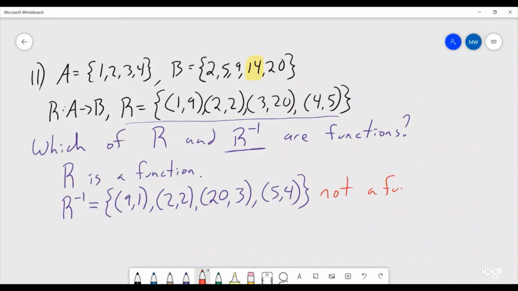So R inverse is from B to A, right? Yeah, R inverse is from B to A, and it is not a function, because not everything in B goes to something in A. Okay. Yeah, that makes sense.